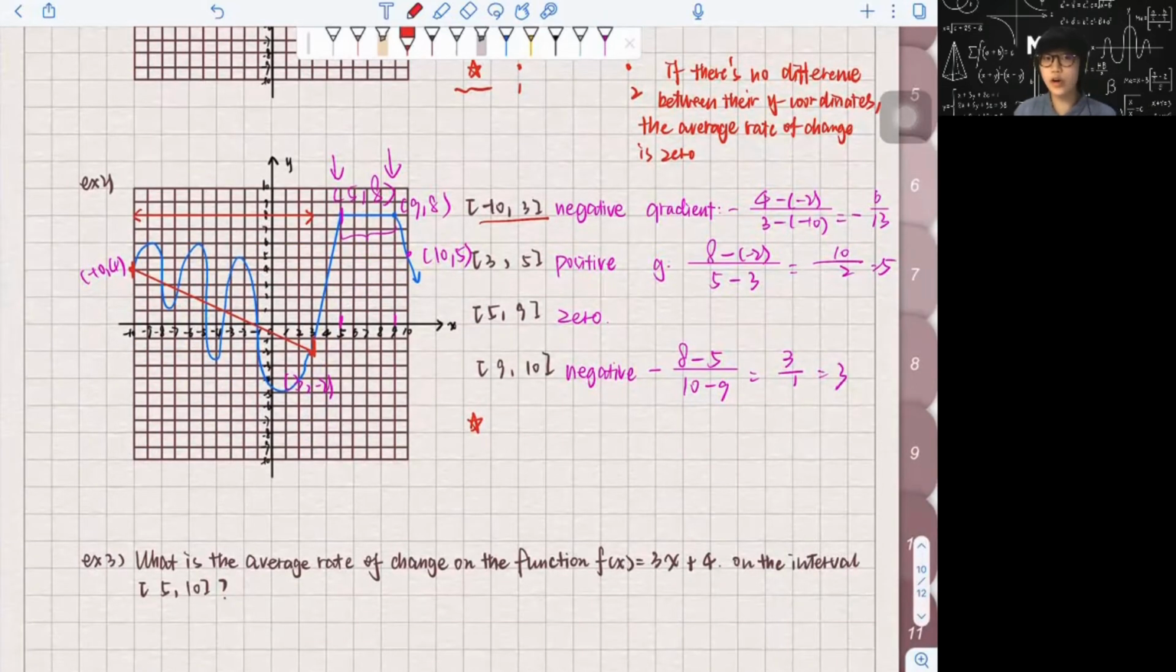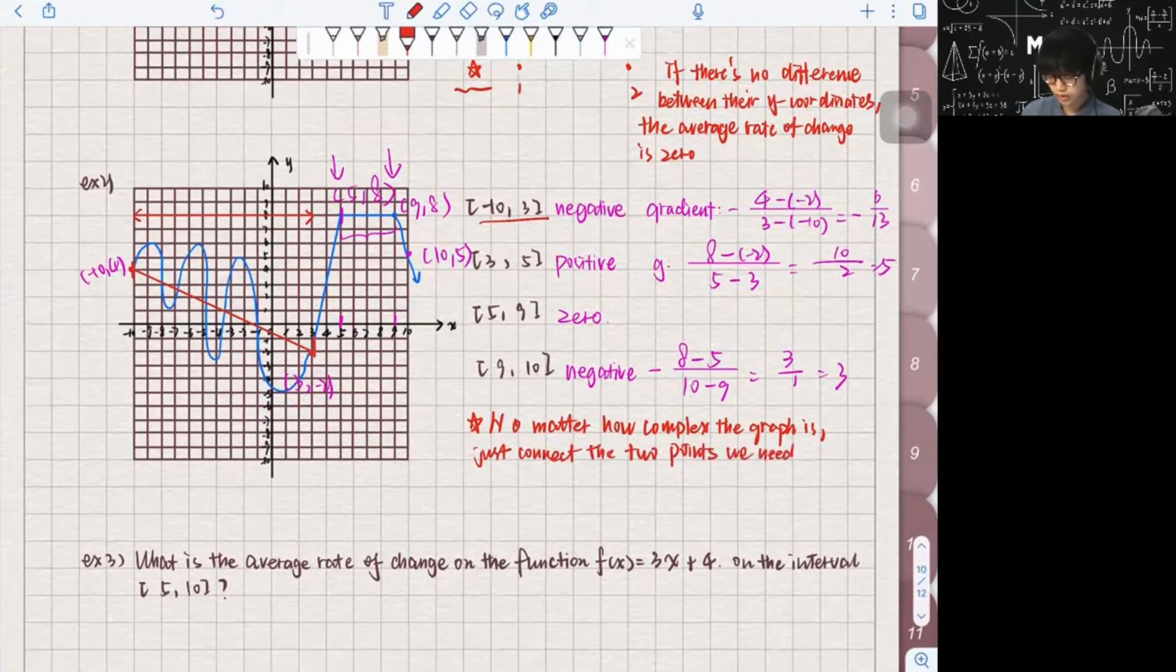And the point that I hope you focus on is no matter how complex the graph is, just connect the 2 points we need. The average rate of change is the gradient of this straight line. Now let's turn to exercise 3.